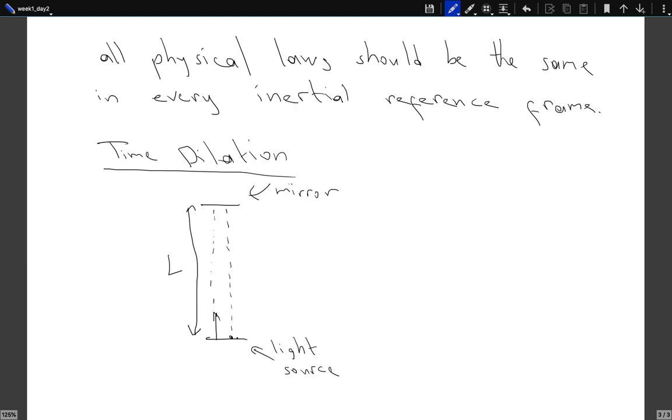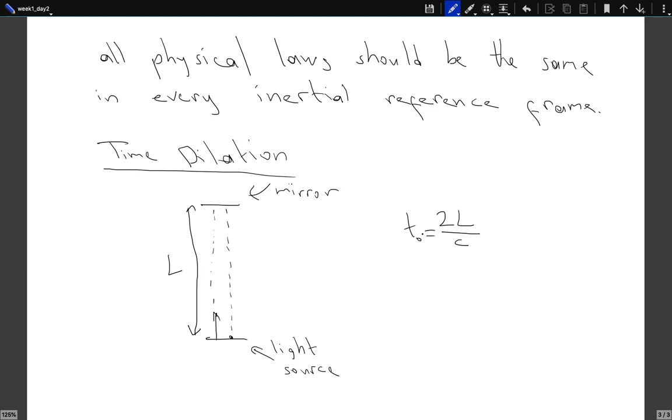How long does it take for the light ray to go up and down? 2L over c. Let me just call this T0. You see here, the clock is at rest.